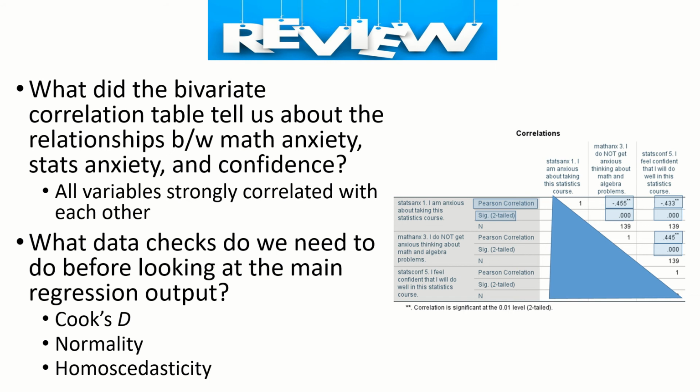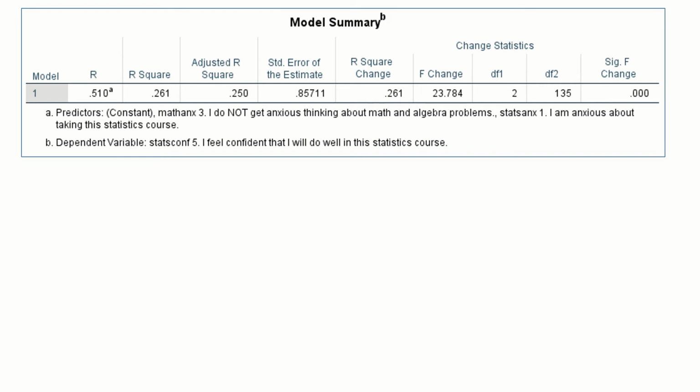So let's take a look at the main regression output. This is the first table that you want to look at. It's called the model summary table. We're not going to look at every single number value in here, just some of them. First, SPSS is helpful here in that it lists the predictors and the dependent variable in the model summary. Here, predictors, you can see math anxiety, stats anxiety, and the DV here is confidence. So that's helpful from SPSS.